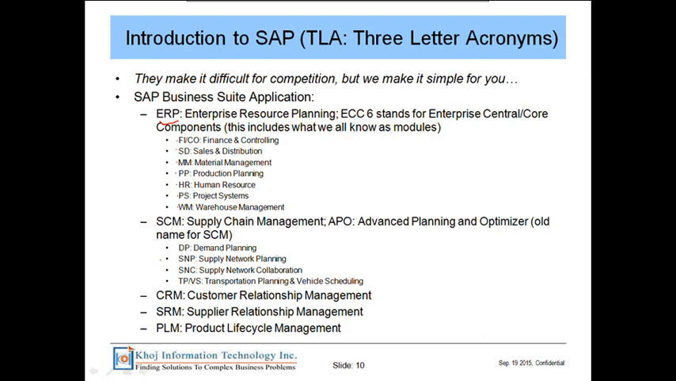TPVS, which is Transportation Planning and Vehicle Scheduling, which is also part of SCM. So this is the supply chain part of your business. Then you've got CRM, managing your customer, the relationship with the customer, right?